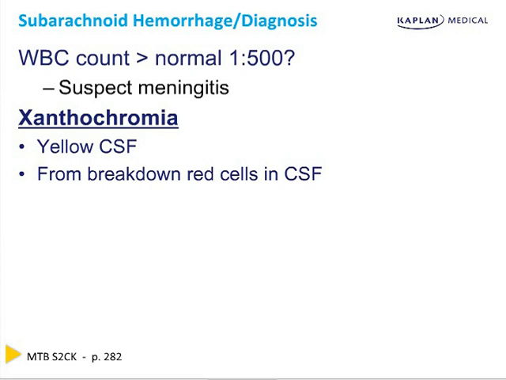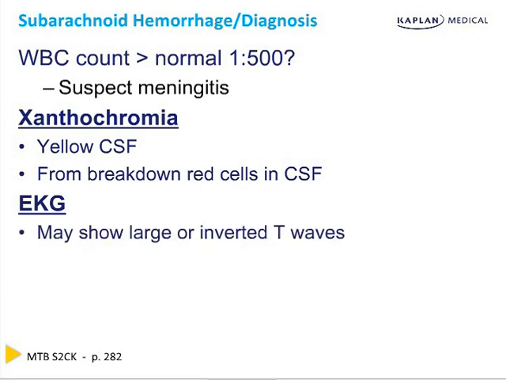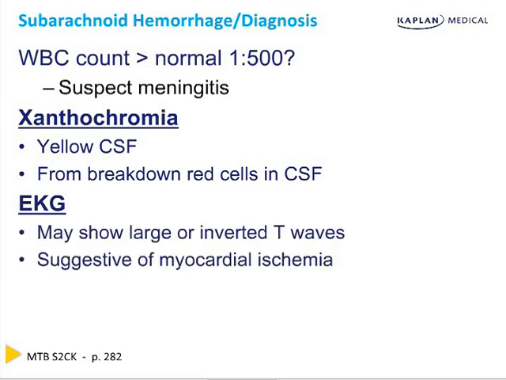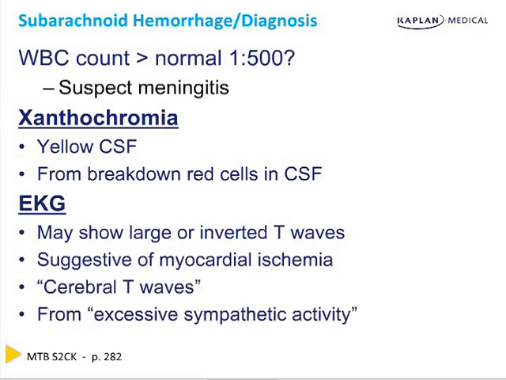The EKG, this is very unique. The EKG will show something with a subarachnoid hemorrhage. From inside your brain you get inverted T waves? Yes, cerebral T waves. These T waves look like myocardial ischemia. Cerebral T waves are from excessive sympathetic activity, or so we think anyway.